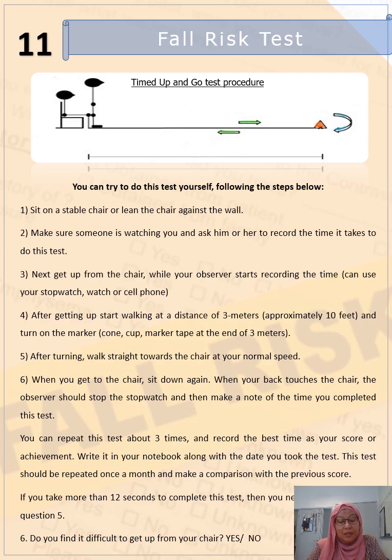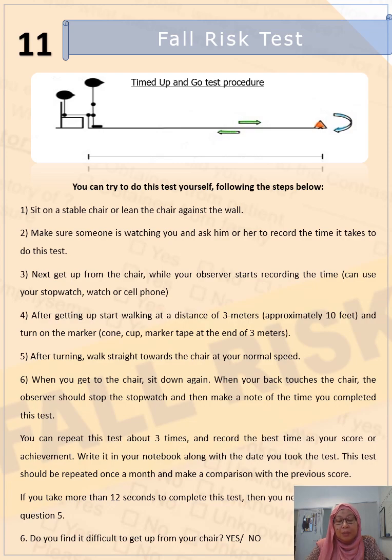After getting up, start walking a distance of 3 meters, approximately 10 feet, and turn at the marker, a cone or a cup or any marker that you can use to indicate the turning point at the end of the 3 meters. Then, after turning, walk straight towards the chair at your normal speed. When you get to the chair, sit down again. When your back touches the chair, the observer should stop the stopwatch and make a note of the time you completed the test.